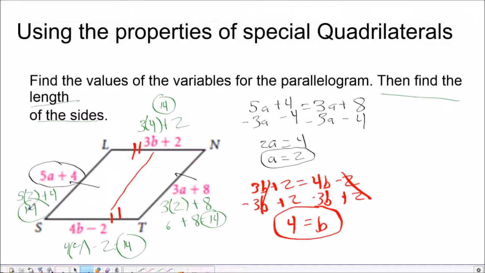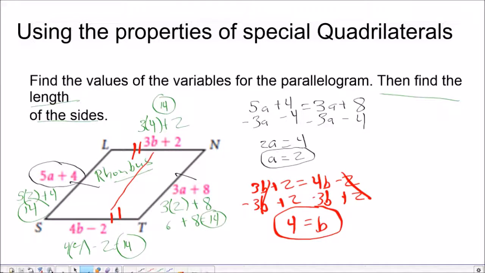Hey, you know what? This was a parallelogram, but what's another name for it if all the sides are the same length? If you don't remember, look back in your notes. This is also a rhombus we just proved. Okay, and they didn't ask for that. We're just kind of making connections as we go, though, okay?